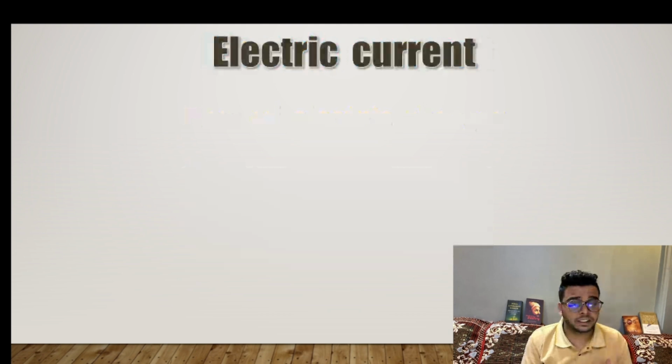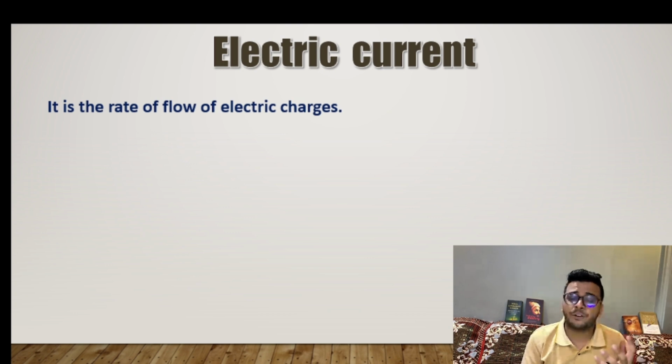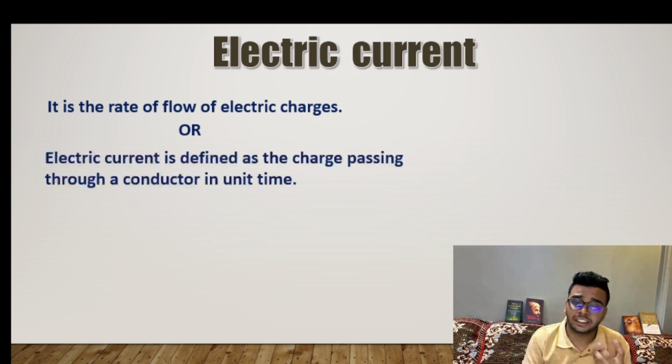We will be seeing the definition of electric current. A one-line definition says the rate of flow of electric charge. So electric current is rate of, meaning we divide by time, what? Charge. So rate of flow of electric charge is known as electric current. But a textual definition goes like electric current is defined as charge passing through a conductor in unit time. Same meaning but different words. So electric current is defined as the charges passing through a conductor in unit time.